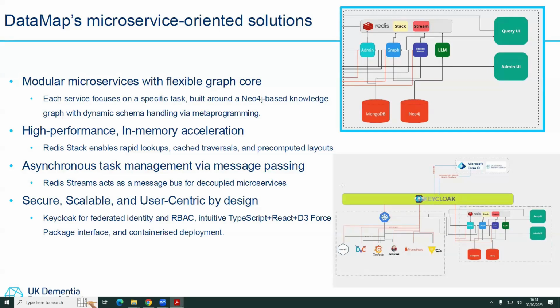Also, DataMap has Redis Streams. It acts as a message passing system or message bus that allows different components that you can see in this diagram here to communicate with each other. As you know, when you implement a microservices system, these different components usually communicate with each other through a RESTful API or something similar. But with something like Redis Streams, you can increase the hit rate while reducing latency.